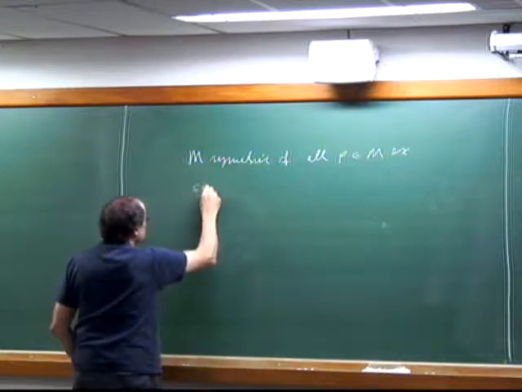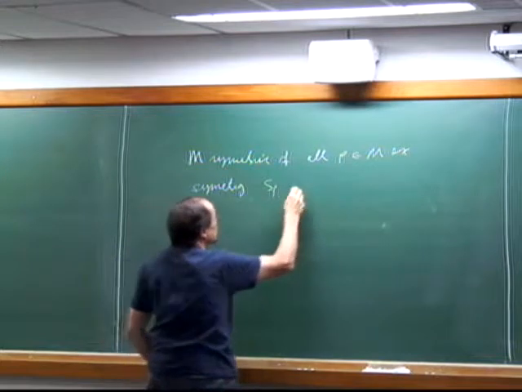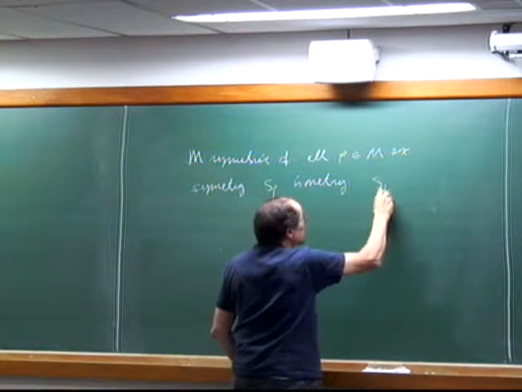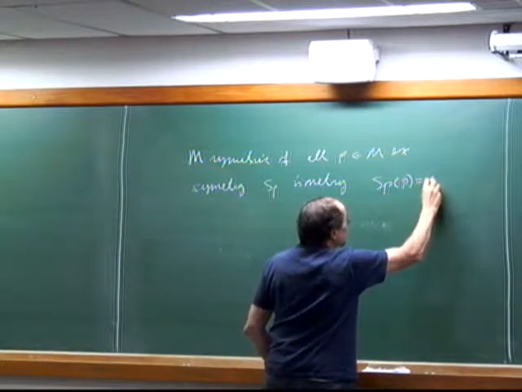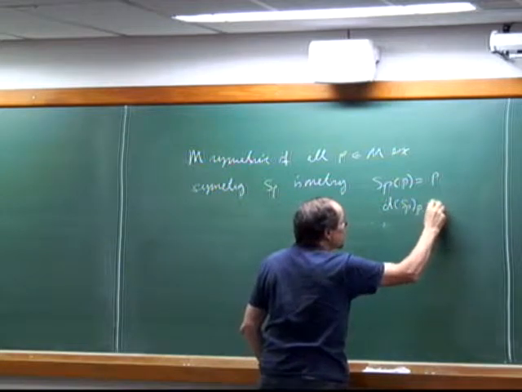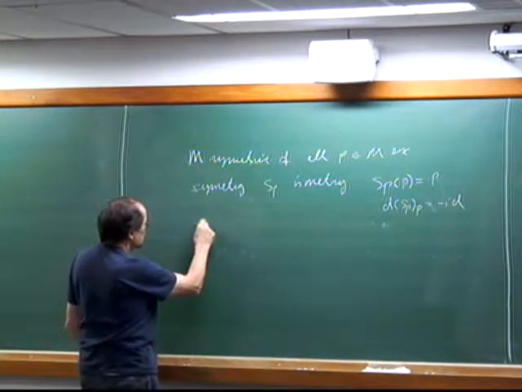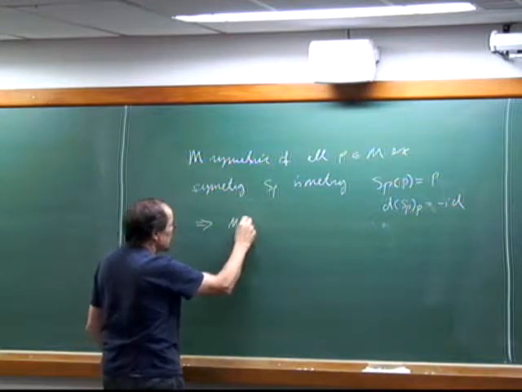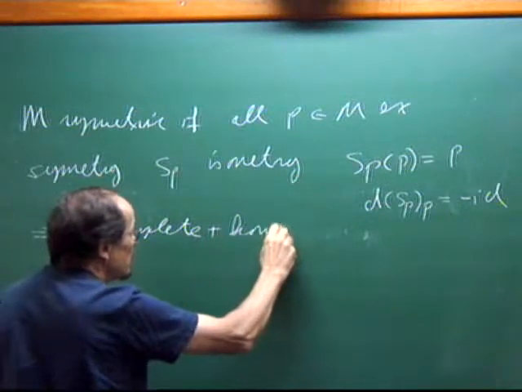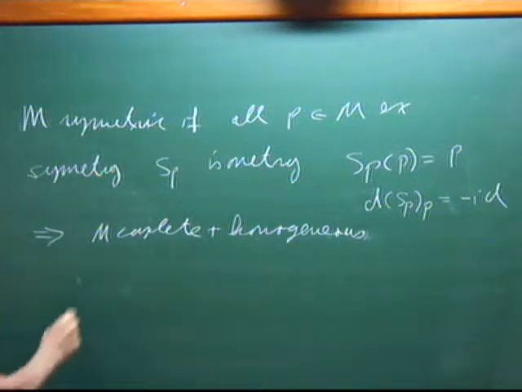Symmetry, which we call S sub P, symmetry, which fixes the point and its derivative at that point is minus identity. And the consequence of that were that M is complete plus homogeneous, and that it flips the geodesics.